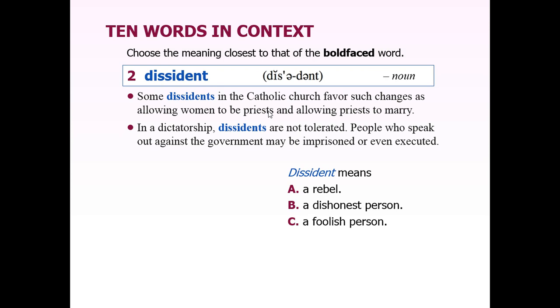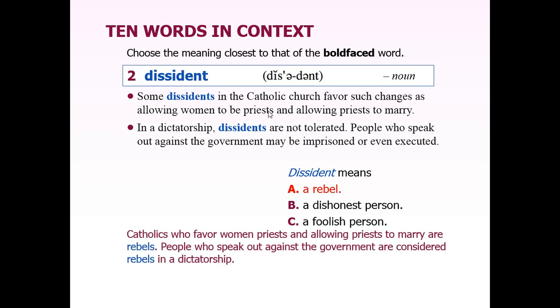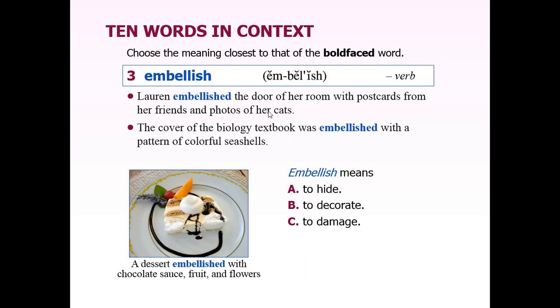Obviously, there's some kind of change that wants to happen. So would it be a rebel or dishonest person? Well, we're not really talking about truth or honesty. And I know that a rebel is someone who goes against something else. So obviously, it has to be a rebel. Descendant is a rebel.